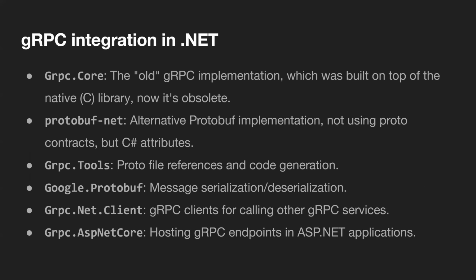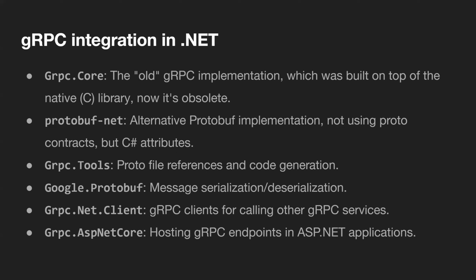And now let's take a look at how we can start using gRPC in .NET. I've put this summary slide here, which shows the various NuGet packages which you can use for gRPC. I think this is useful as a reference because it can be a bit confusing at times what you are supposed to use. So Grpc.Core is the old gRPC implementation in .NET, which was built on top of the native C library as a kind of wrapper. Now, this library is considered obsolete at the moment, so we should not use it for new development. But if you see it in some old service, then you will know what this is about.